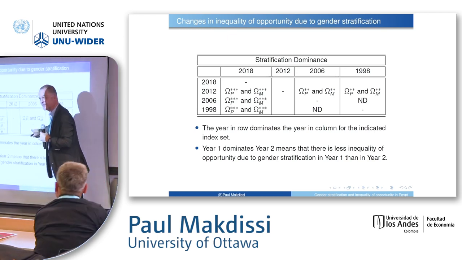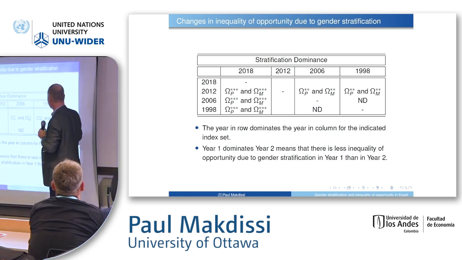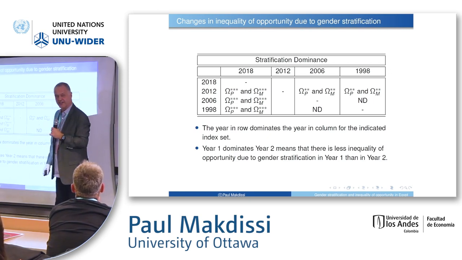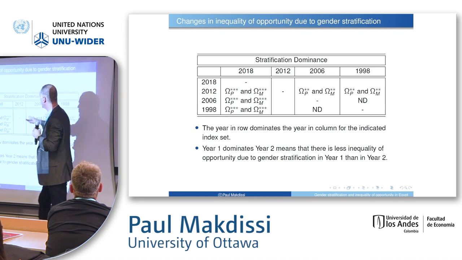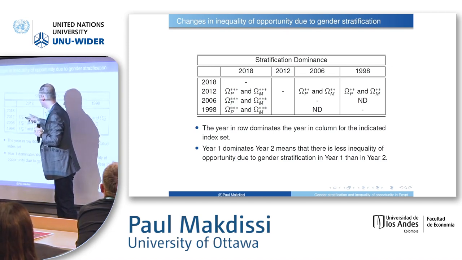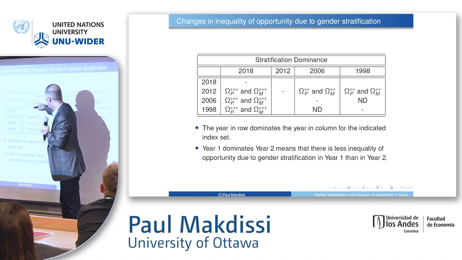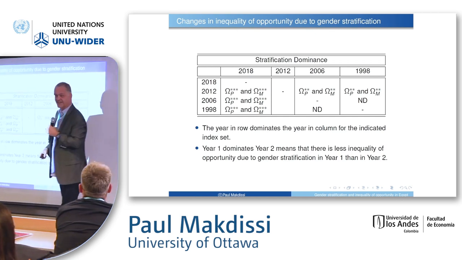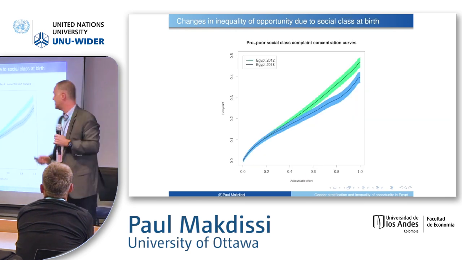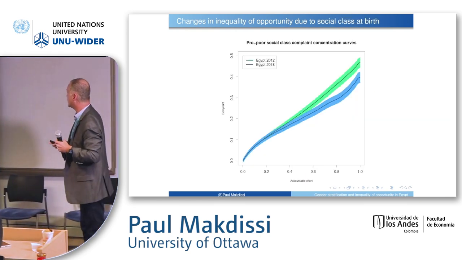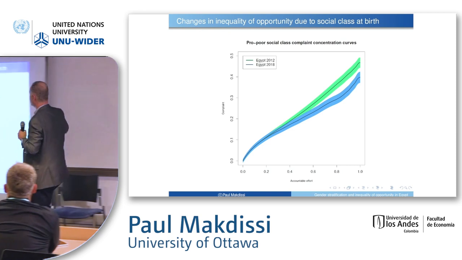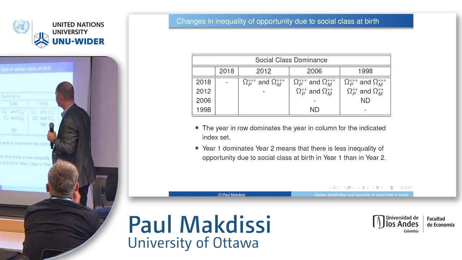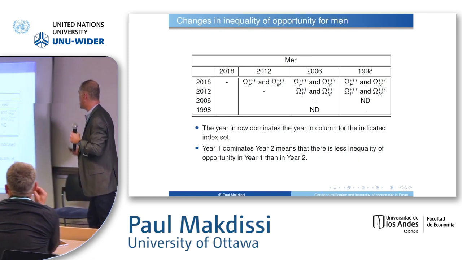between 98 and 2006, no dominance. Between 2006 and 2012, it's decreasing, and between 2012 and 2018, it's increasing, and in 2018, it's still higher than 1998, which is bad. If you decompose for social class at birth, it's going down between 2012 and 2018. We have the same kind of dominance test, I'm accelerating.